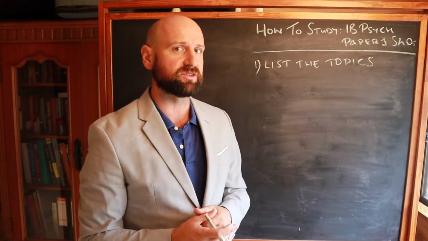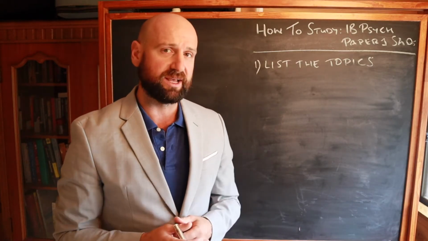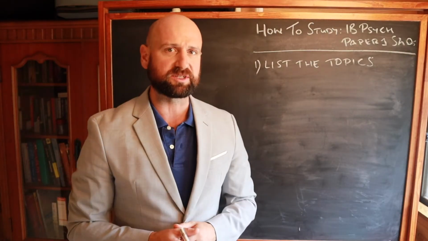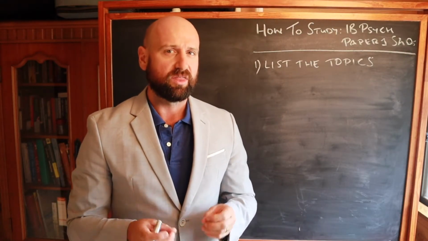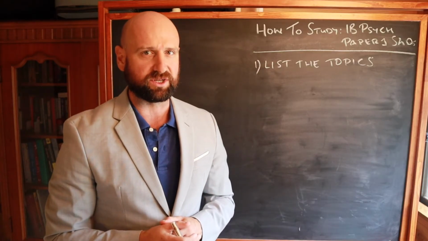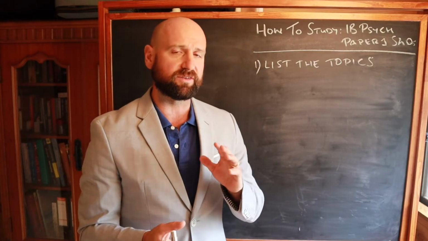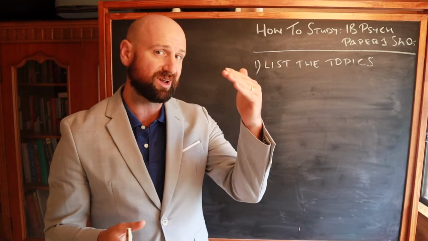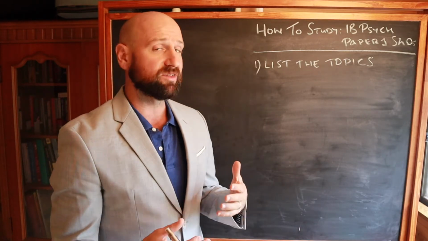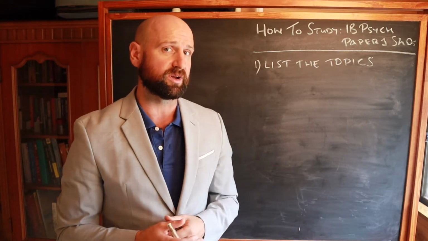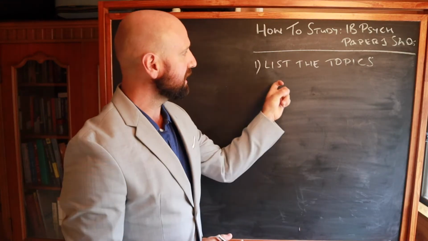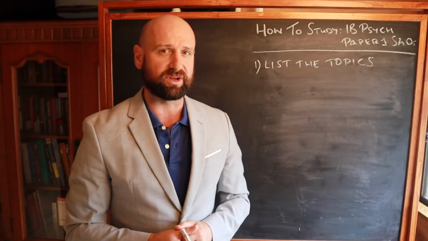Now remember, we're just focusing on the short answer questions because, as I've explained in another video, they're the secret to getting a 7. The reason you need to know the topics is because these are what the questions are based on. Those topics are going to appear in the exam question. Also remember, in paper 1, for the short answer questions, you have 1 from the biological, 1 from the cognitive, 1 from the social cultural. There is no choice, so you've got to write 3 SAQs. That's why you need to know all of the topics from all 3 approaches. So, step 1 in studying for IB psychology paper 1 is make a list of the topics in each of the 3 approaches.